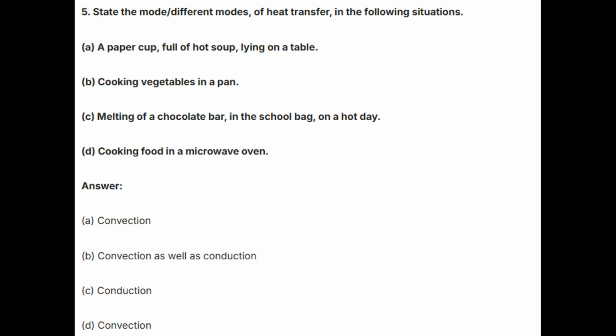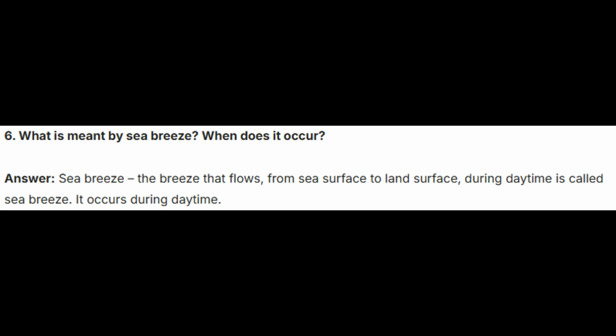Fifth, state the mode or different modes of heat transfer in the following situations. A. A paper cup full of hot soup lying on a table. B. Cooking vegetables in a pan. C. Melting of a chocolate bar in the school bag on a hot day. D. Cooking food in a microwave oven. Answer. A. Convection. B. Convection as well as conduction. C. Conduction. D. Convection.